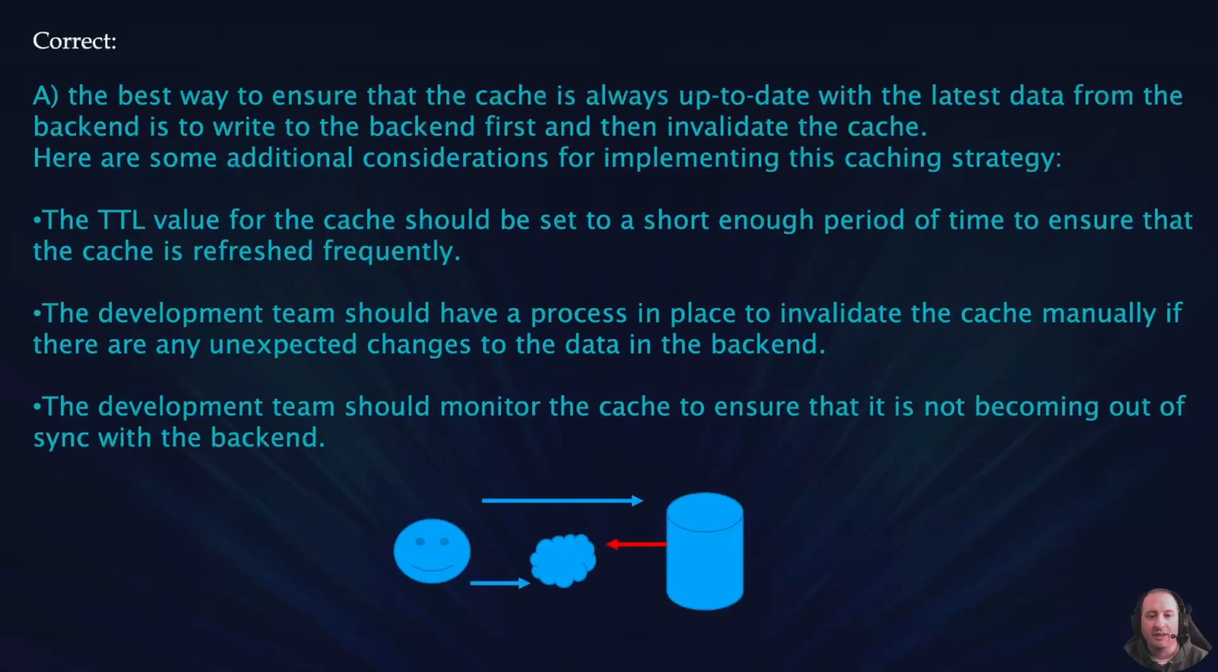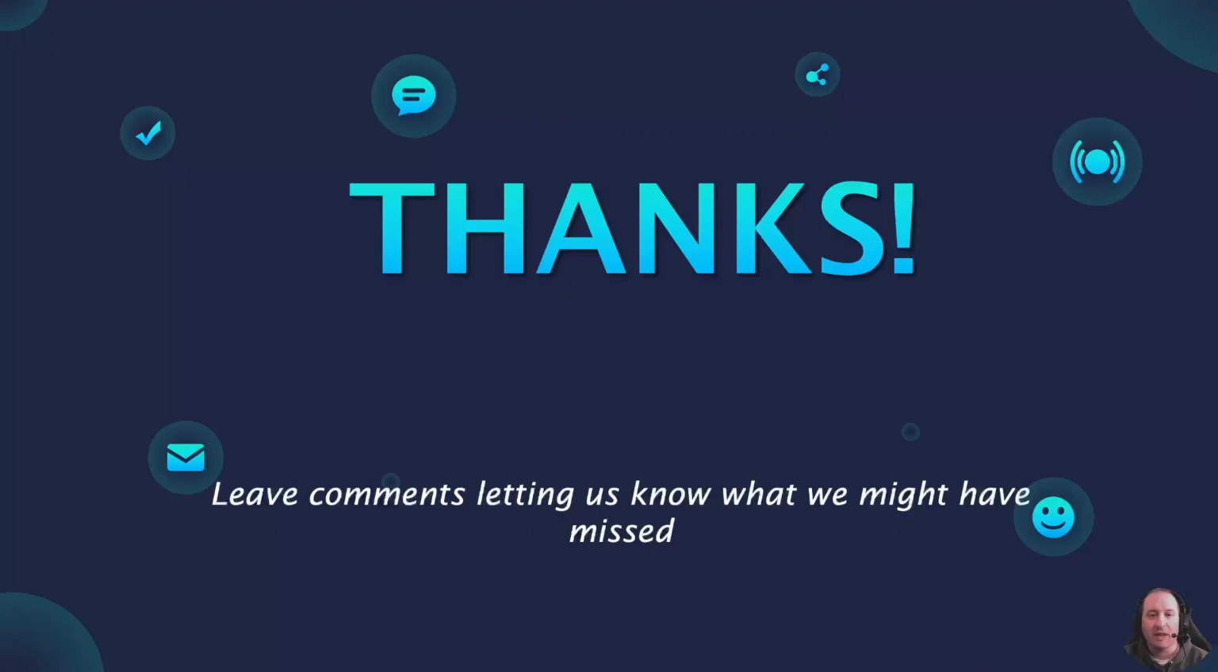What you're looking at here is the best way to ensure that the cache is up to date using the latest data from the backend. I've given just a short demonstration on the screen of what this would look like, in that you would have the developer write to the backend, you would invalidate the cache in the middle, and then the user would be able to see that updated information live. That's the topic for today, very short and simple.